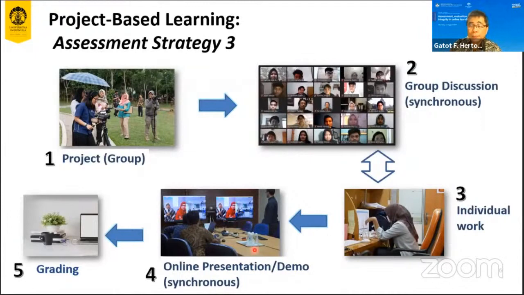So using a synchronous presentation using Zoom or Microsoft Teams, each group has to present their product, a demo of their product, and show the result of their work. And similar to the other strategy, in this case a lecturer will assess student activity during the project, and also during the discussion, their contribution, and also the quality of the product and or reports. So this is related to the project-based learning assessment.